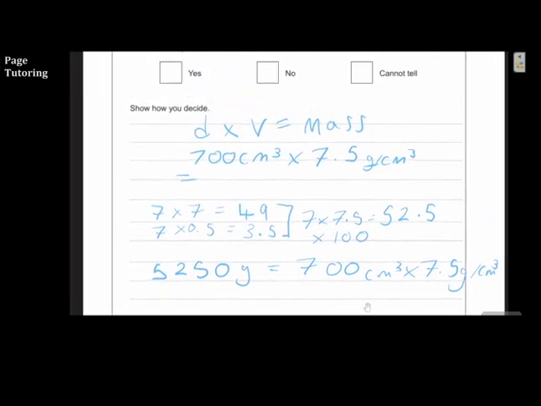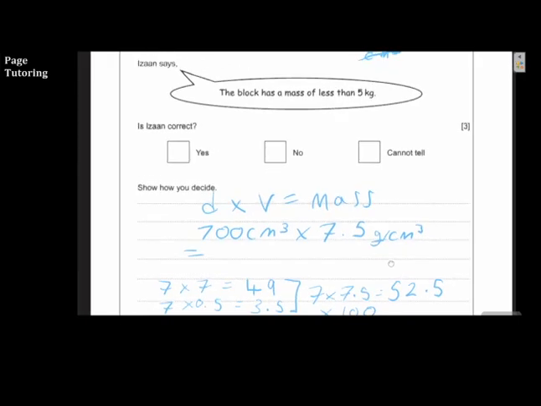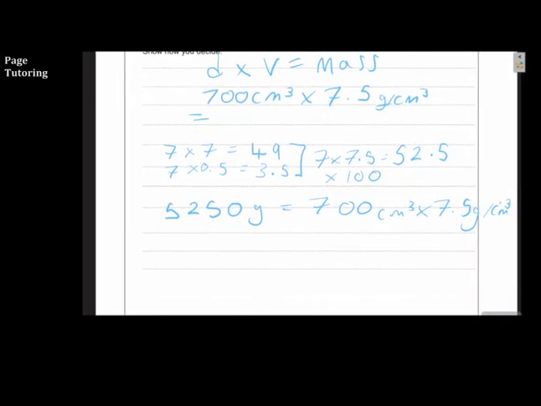So now the last step is, he's given his units in kilograms. Well, we know that 1,000 grams equals 1 kilogram. So our 5,250 grams is equal, so we're just dividing it by 1,000 to 5.25 kilograms, which is greater than 5 kilograms.